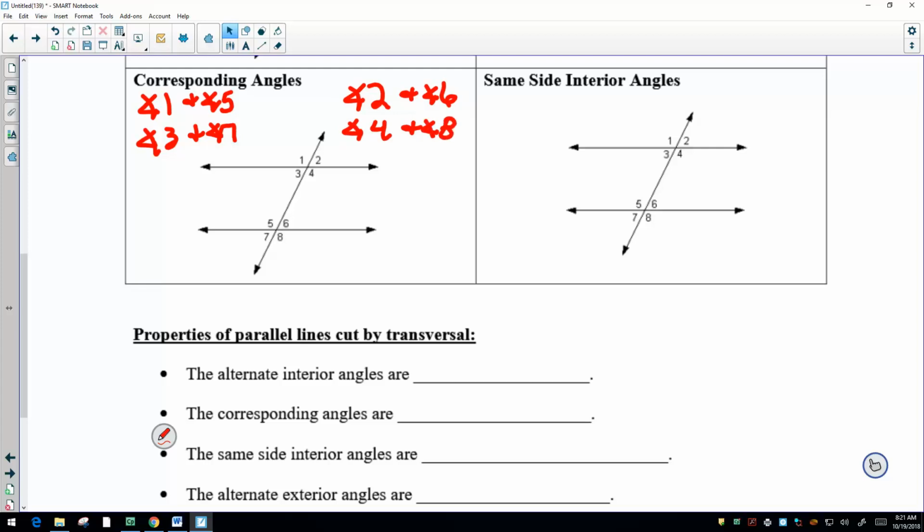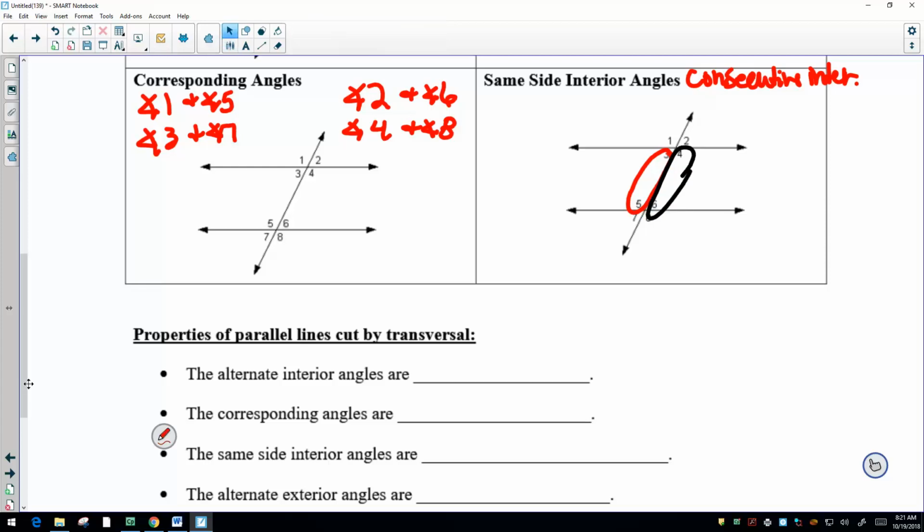And then lastly, same side interior. Sometimes you hear them called consecutive interior. Just a different name. So consecutive interior or same side interior, think same side of the transversal and both interior angles. So again, they work in pairs. So like for instance, angle 3 and 5. And then I could also look and say angles 4 and 6.